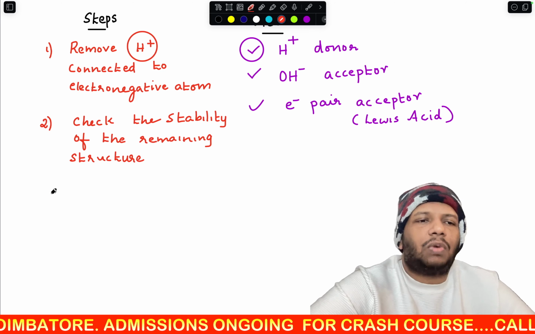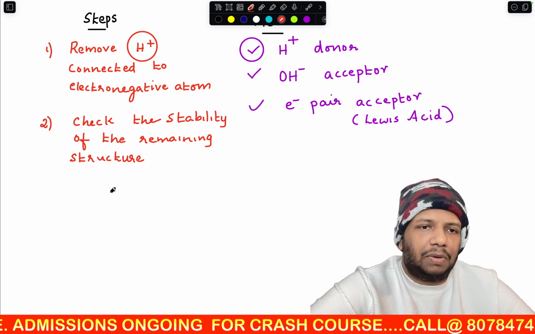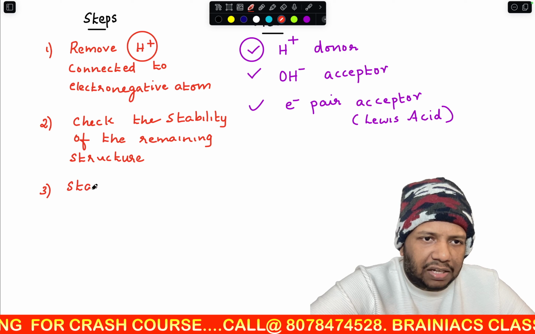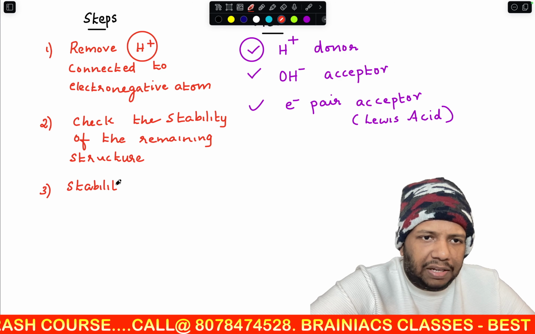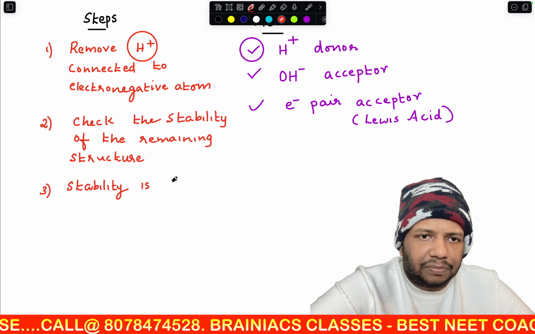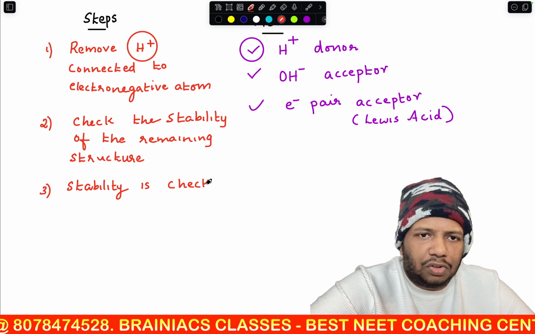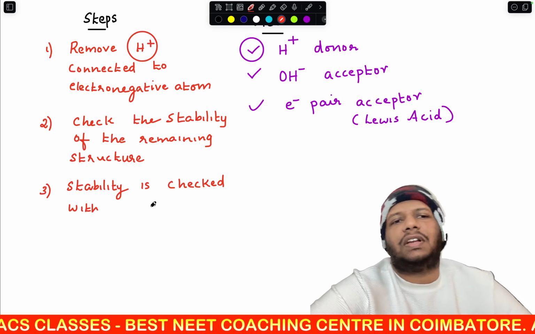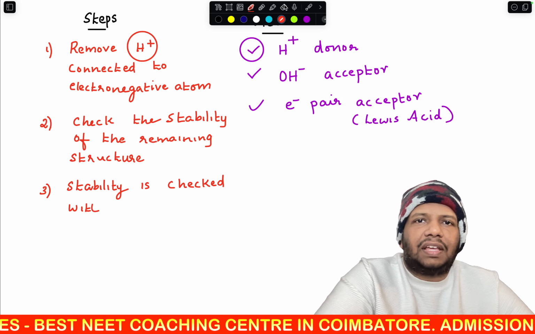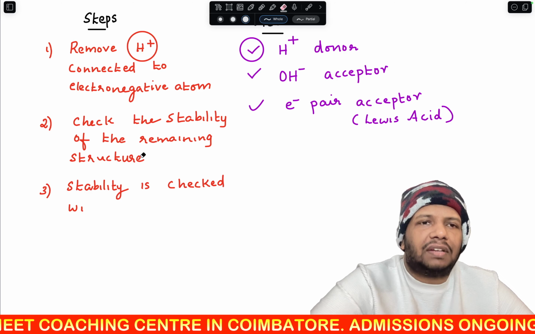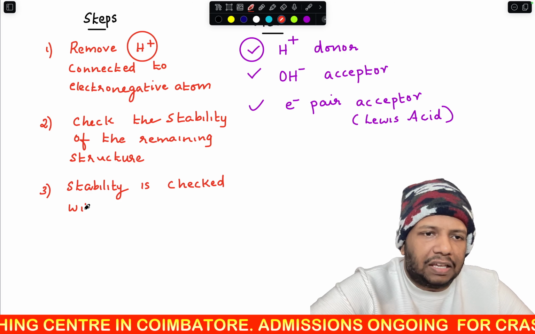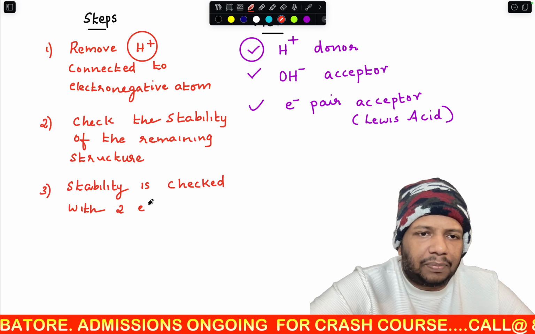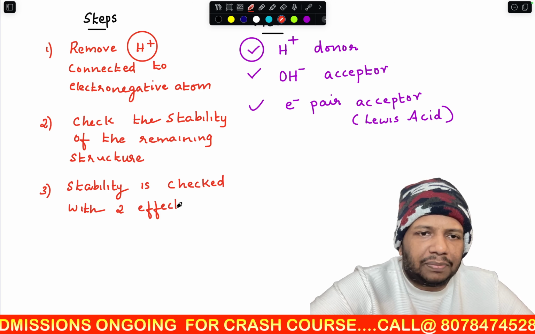Now the third question is, what is the third step? How will you check its stability? Stability is checked with two effects. What are the two things we will consider while checking the stability? We use resonance and inductive effect mainly here.